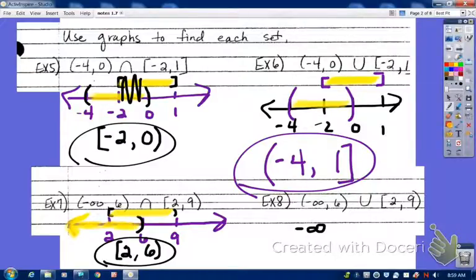Okay, negative infinity is not an exact number. So when you use negative infinity or positive infinity, you always use a parentheses. You can't reach an exact number of negative infinity or positive infinity. So you always use a parentheses on infinity. And then we're going all the way to 9. Do I have a 9 or am I just approaching 9? I'm just approaching 9, so I use a parentheses there. All right, any questions about that set of problems?